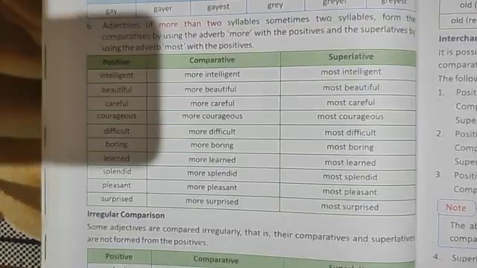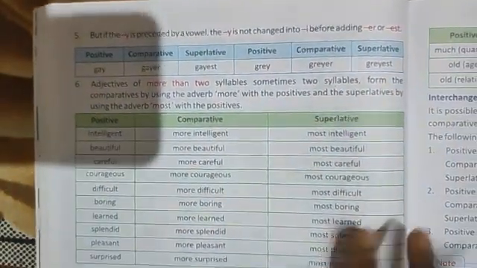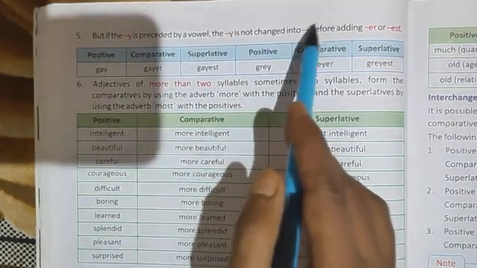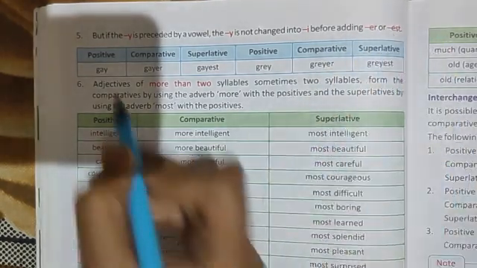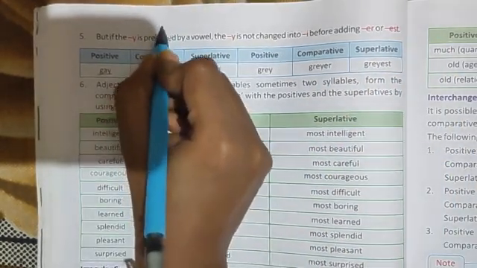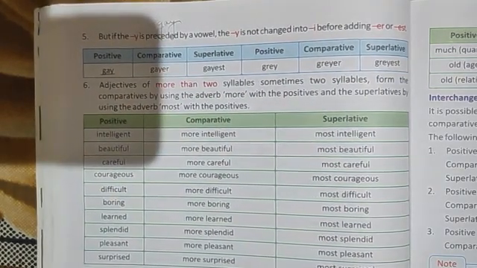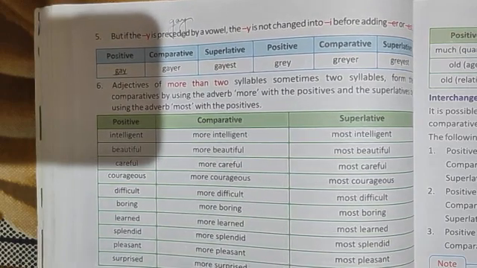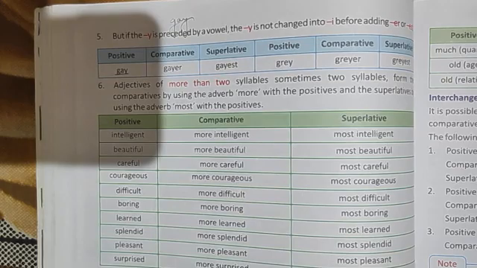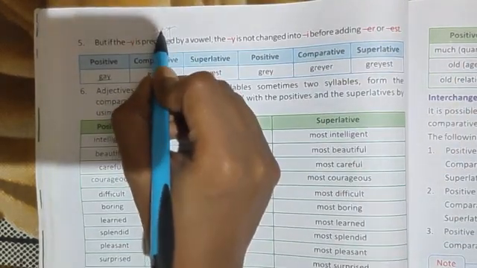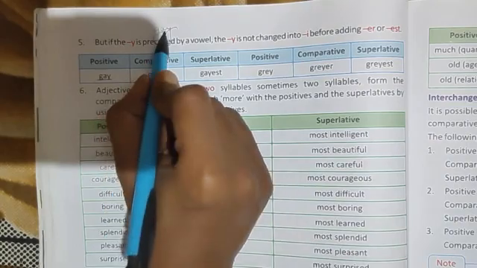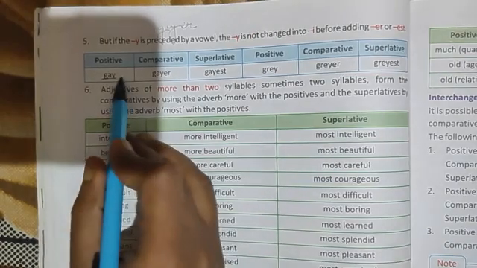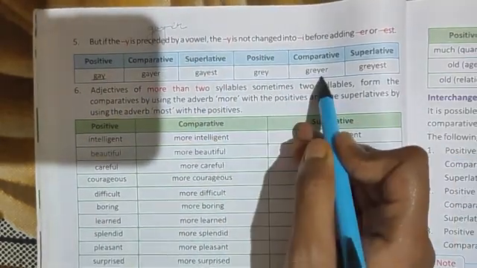Next rule. But if y is preceded by a vowel, the y is not changed into i before er or est. Now see, gay, G-A-Y. Earlier, if y has a consonant before it, then y will be removed, and i-e-r will be added. But if there is no consonant but a vowel, then y will remain and only er will be added. See, gay, gayer, gayest, grey, greyer, greyest.